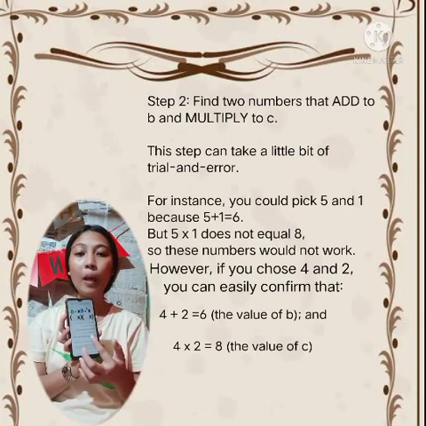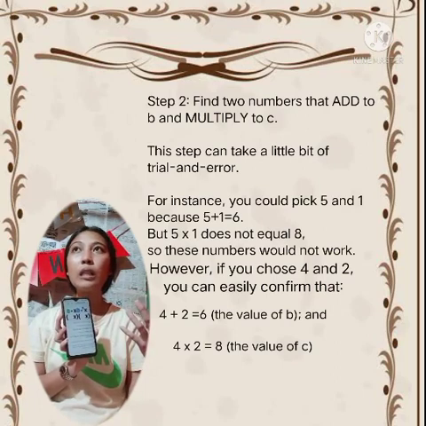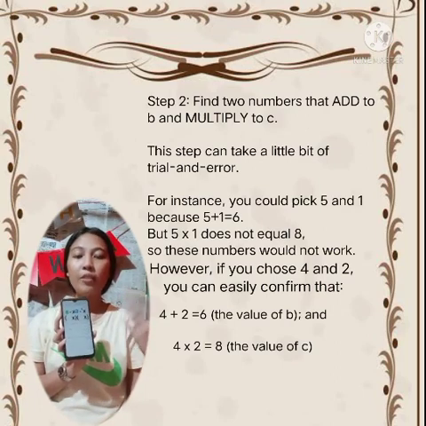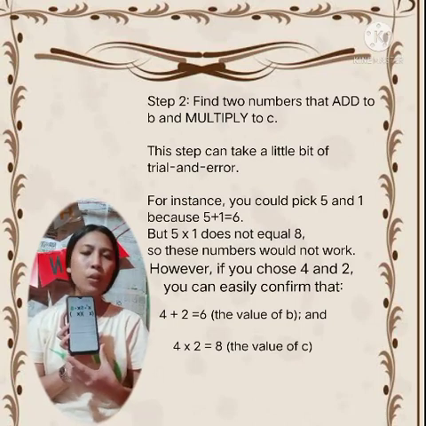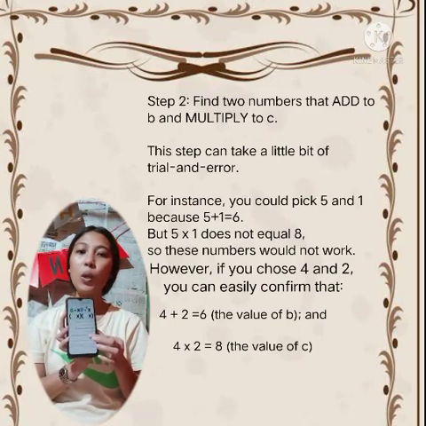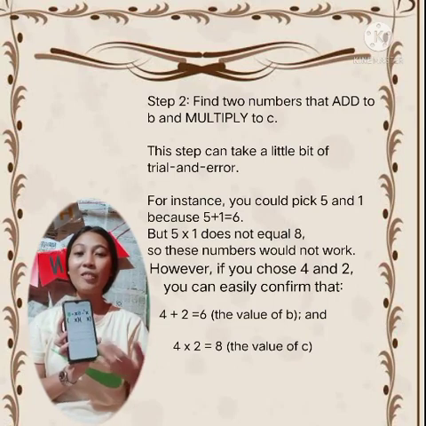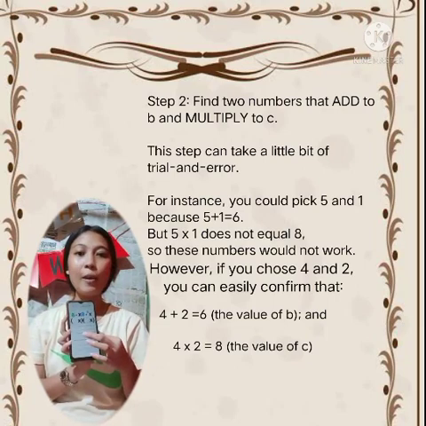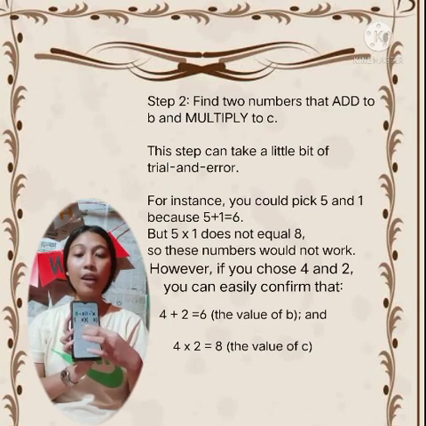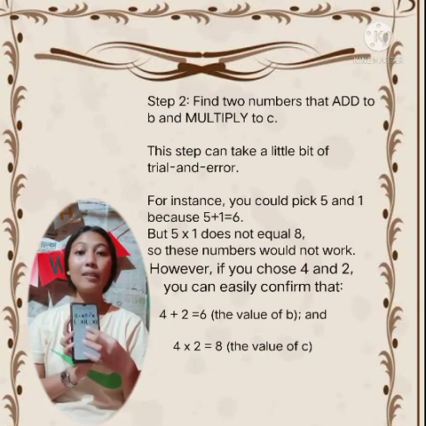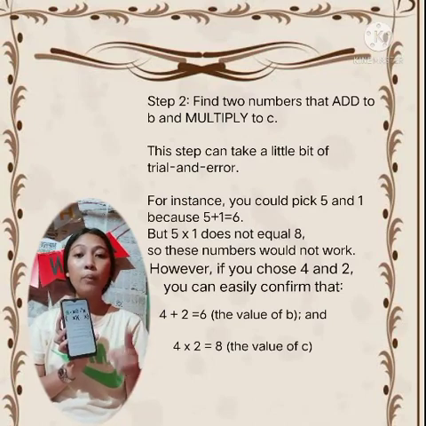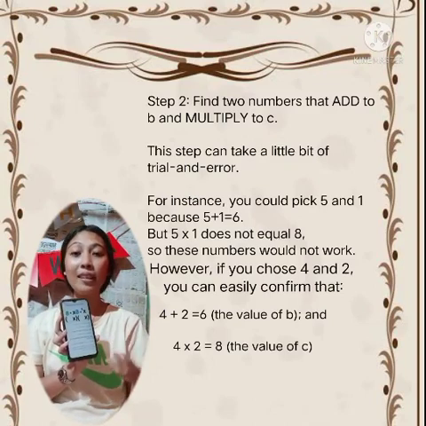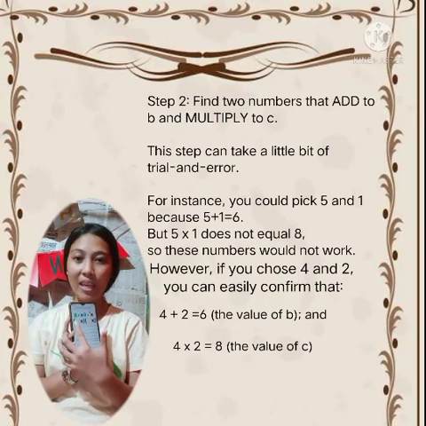In this step, we really need to do trial and error. So let's say 4 and 2. 4 plus 2 is 6, so we got the correct answer, which is 6. And when we multiply 4 times 2, the answer is 8. So we also got the value for C.